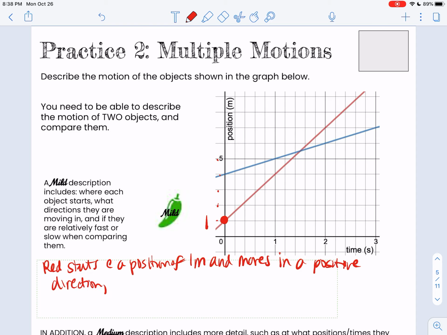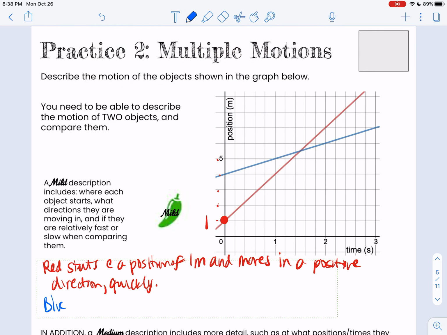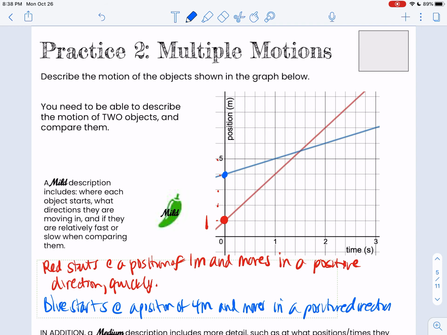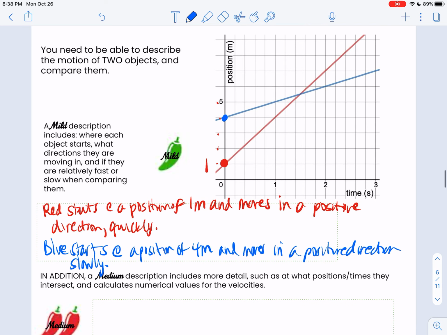Comparatively, red is faster than blue. See how red's slope is steeper? So I'm just going to call red quickly. And then blue starts at a position of 4 meters and moves in a positive direction, slowly, something that shows that it is not as quick as red.